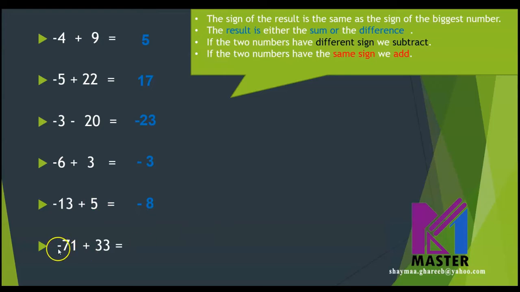Is this clear? Next example, negative 71 plus 33. Two different signs, a negative number and a positive number. Then I will subtract 71 minus 33. And will the answer be negative or positive? It will be negative. What do you think? 71 minus 33. Take 30 from the 71, which gives 41. Then take 3 from the 41. It will be, yes, negative 38. Is this clear now?